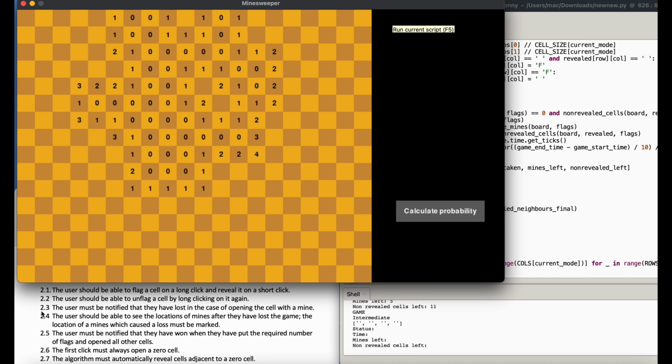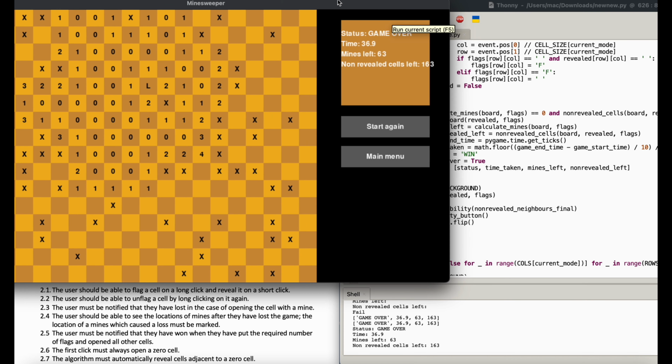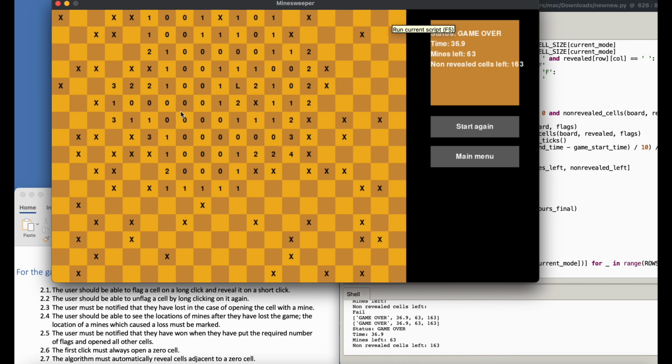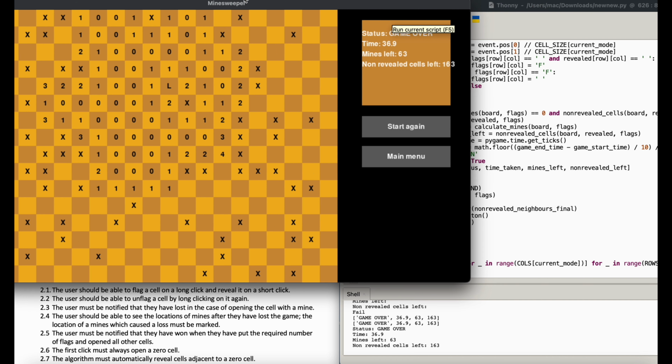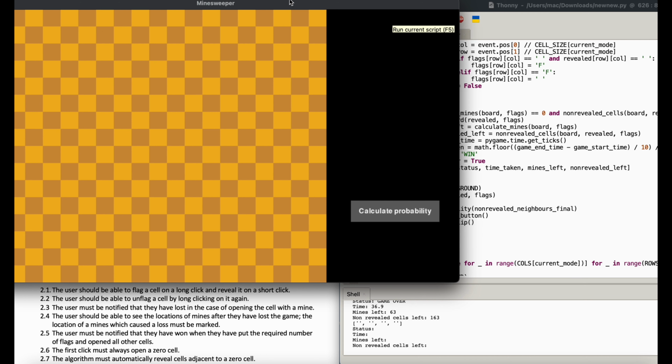Objective 2.3. The user must be notified that they have lost the game when they open a mine. So we got notified and we can't play on the board. Right now I'm clicking and it doesn't do anything. We have the status window, and we have two options: to start again or to return to the main menu. Let's start the game again.